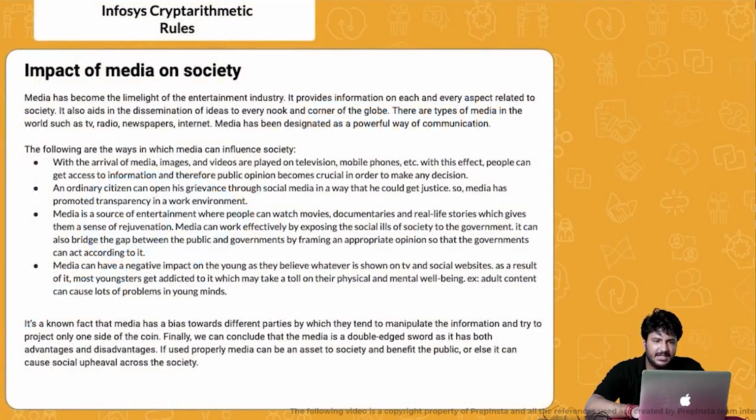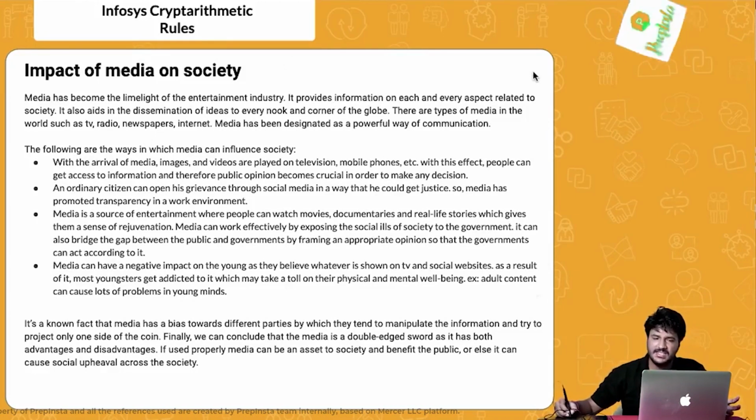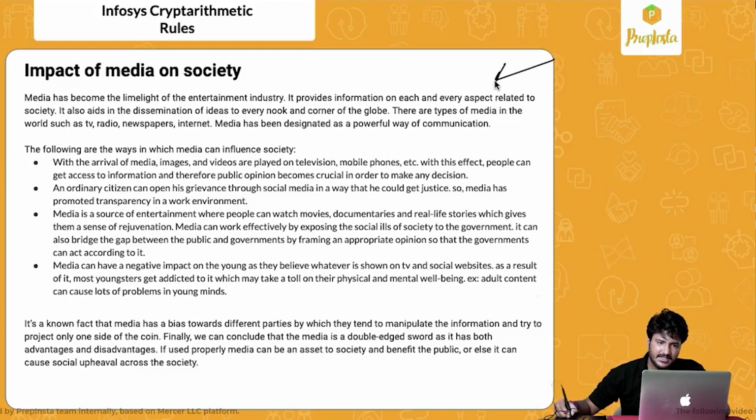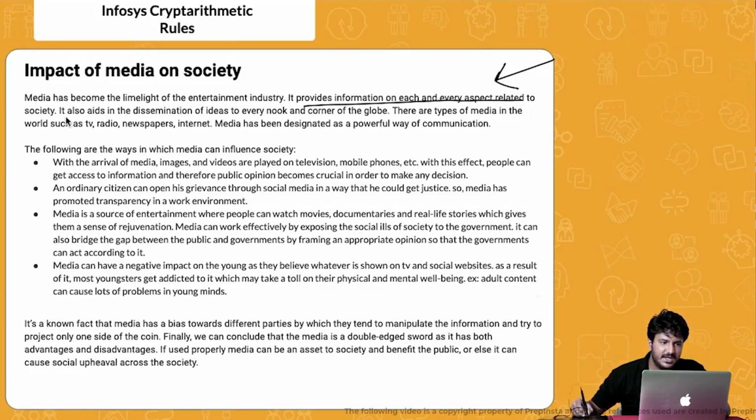So let's go to the sample essay here. This is a particular sample essay that one of the students had written. Now there are a few good things. It's written by one of our students, who is introducing the topic that media has become the limelight of entertainment industry. It provides information on each and every aspect. It also aids the dissemination. It's good, but initially he had written the wrong spelling of this word, right? Every nook and corner of the globe, there are types of media in the world, such as this.